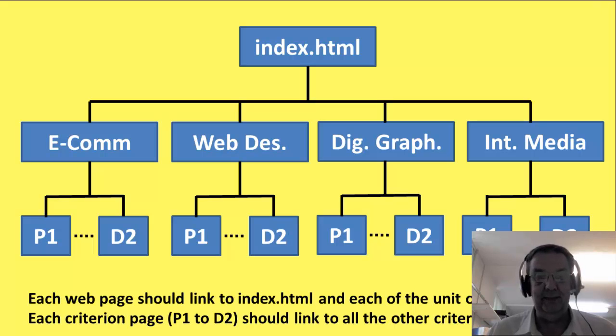So each criterion on a web page, P1 to D2, should link to all the other criteria for that unit as a minimum, and obviously to the unit overview. I hope this helps you get an idea of how you're going to structure your work. In the next video we're going to look at the detail. We're actually going to set up some work.